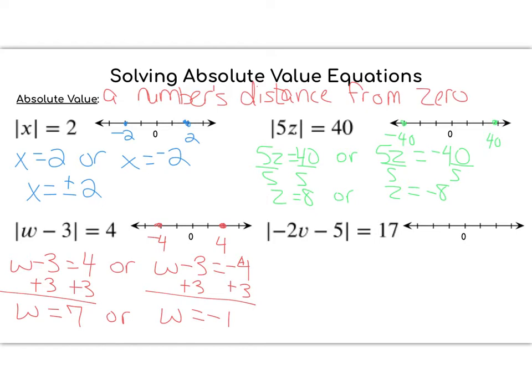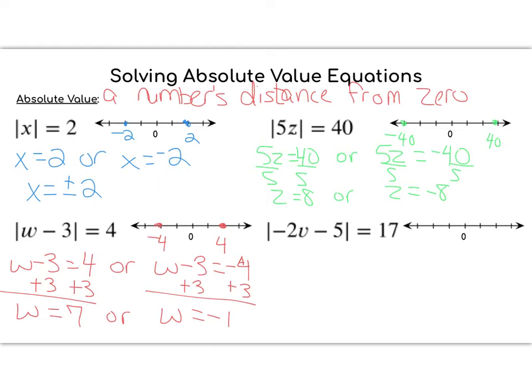And notice, and we won't do this every time, but notice if I plug 7 in, 7 minus 3 is 4, and the absolute value of 4 is 4. Or if I plug negative 1 in, negative 1 minus 3 is negative 4, and the absolute value of negative 4 is 4. So both of these numbers make the equation true.